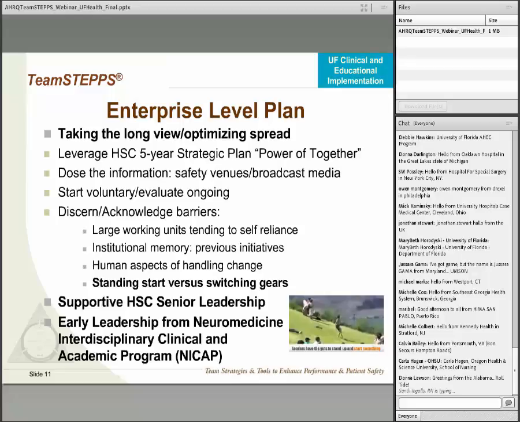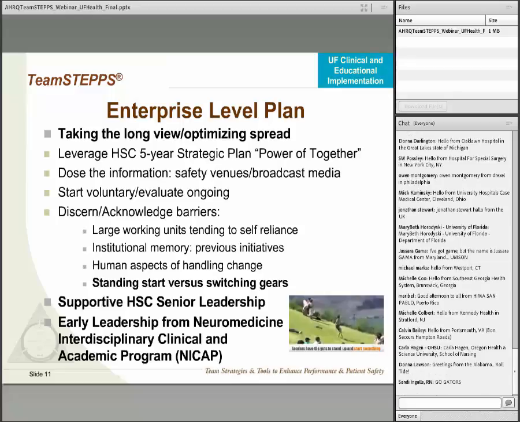And I cannot go any further without saying we are very blessed. In our organization, we have a framework between our neurosurgical and neurology service lines whereby the faculty, the inpatient units, and much of their infrastructure are very much aligned.